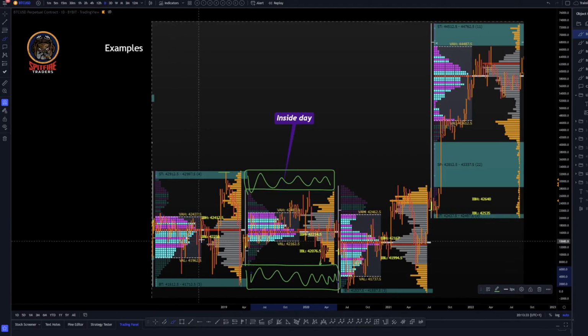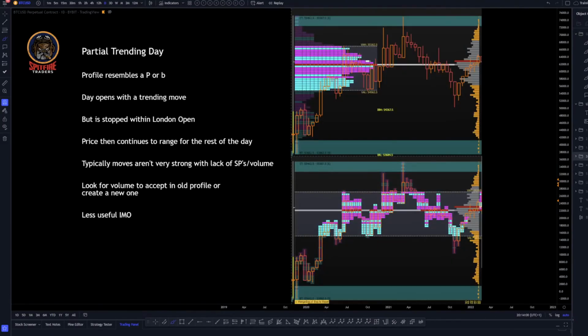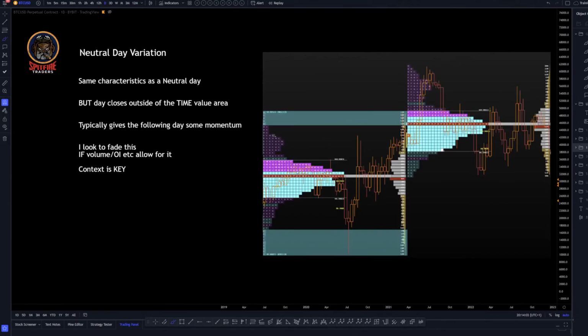Obviously, we've got neutral day. Price opens and closes within the value area. Price opens up here, but then closes outside of the value area, and it closes on the downside. Okay? Keep that in mind. Let's just collectively hide those a second. Let's go back to this. Neutral day variation. What did I say about the neutral day variation? You've got a neutral day, but price closes outside the value area. I'm looking to fade it.